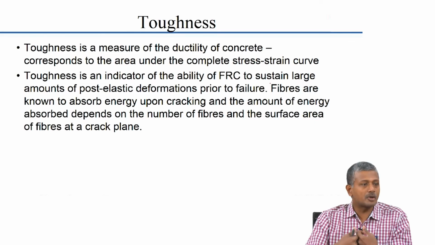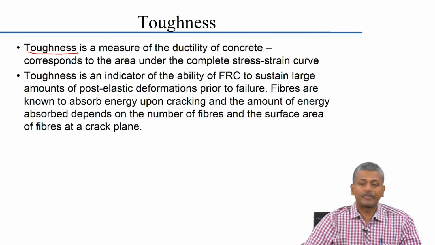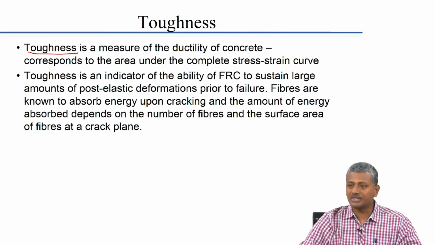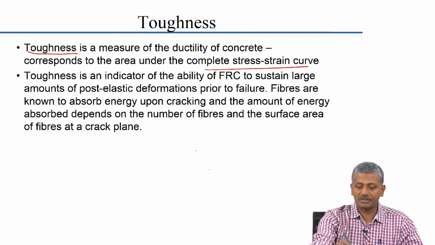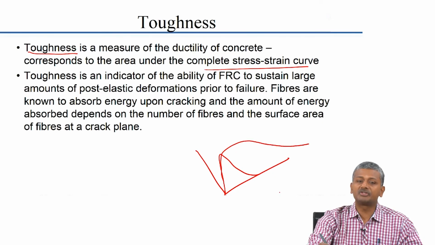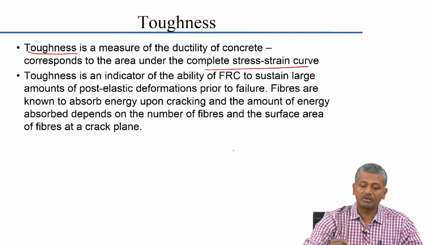This energy absorption during failure can be measured by the toughness of the concrete. Toughness is also a measure of the ductility of the concrete, and we generally define it as the area under the complete stress strain curve. So, obviously, when the stress strain curve is like this versus like this, you get much different values of ductility or toughness in the material. Okay. With concrete, we do not call it ductility, because we do not expect concrete to be ductile.